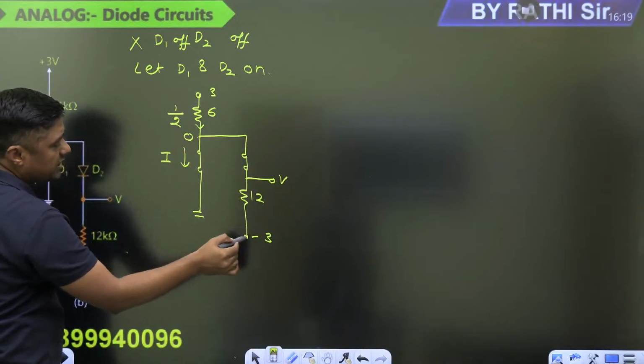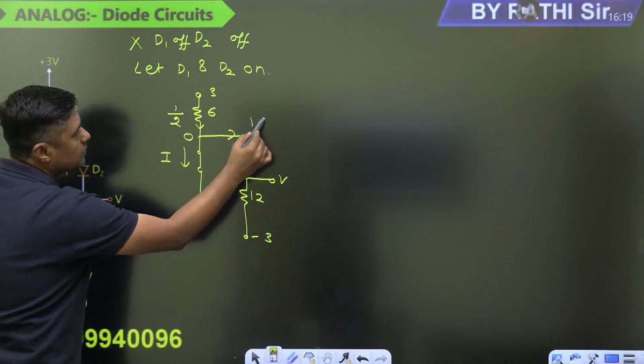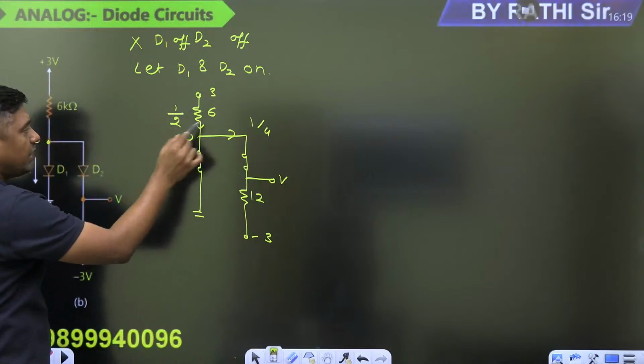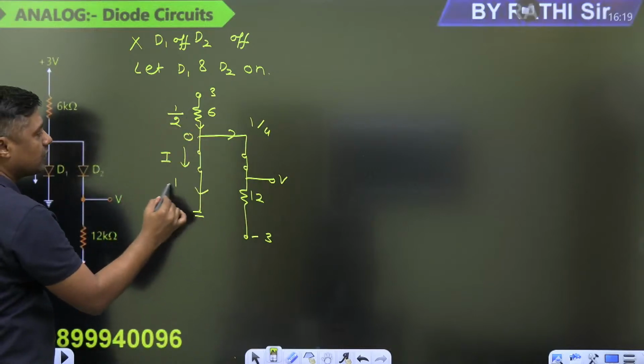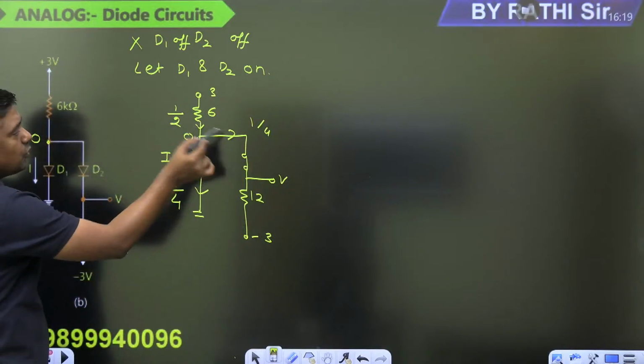0 minus of minus 3, it will become plus 3 upon 12, 1 by 4. So this current is 1 by 2. This current is what? 1 by 2 minus 1 by 4. What is the current here? 1 by 4. Positive current. 1 by 2 minus 1 by 4, that is the positive current.